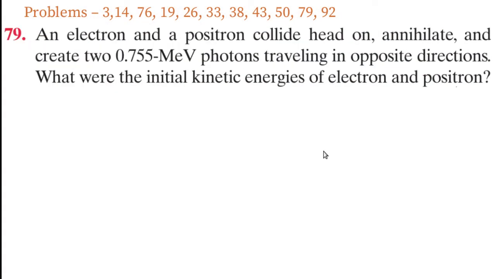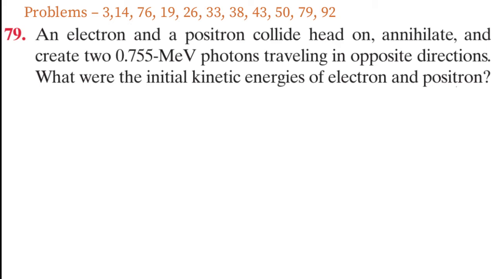Okay, so next question is 79. This is almost the same problem, but just reversed. An electron and a positron collide head-on, annihilate, and create two 0.755 mega electron volt photons traveling in opposite directions. What were the initial kinetic energies of the electron and positron?